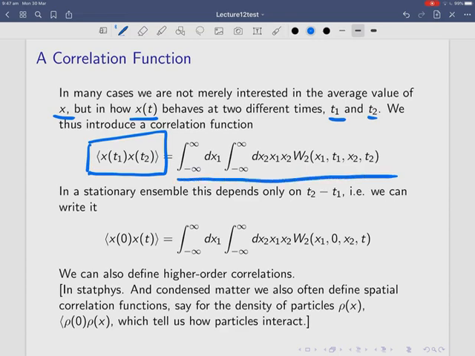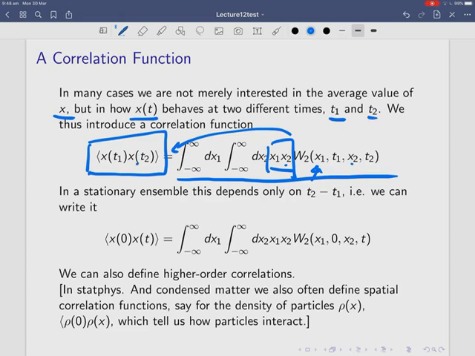Okay, you can see it's got the probability distribution function for x1 at t1 and x2 at t2. In other words, this is the probability distribution that at t1 x will equal x1, and at t2 x will equal x2, and integrating over x1 and x2 multiplied by x1 x2, you get the correlation function. You can see it looks very similar to the average, except it's got two x's in it. So it's got x's at different times.